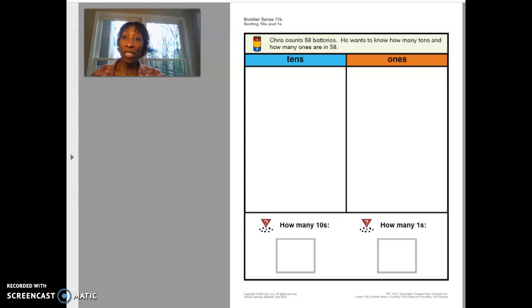Hi friends, this is activity 2 for math. Your learning goal is to sort tens and ones, place value.